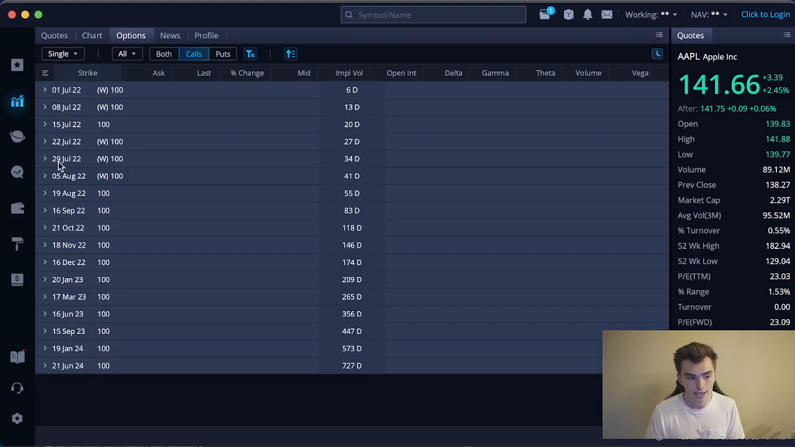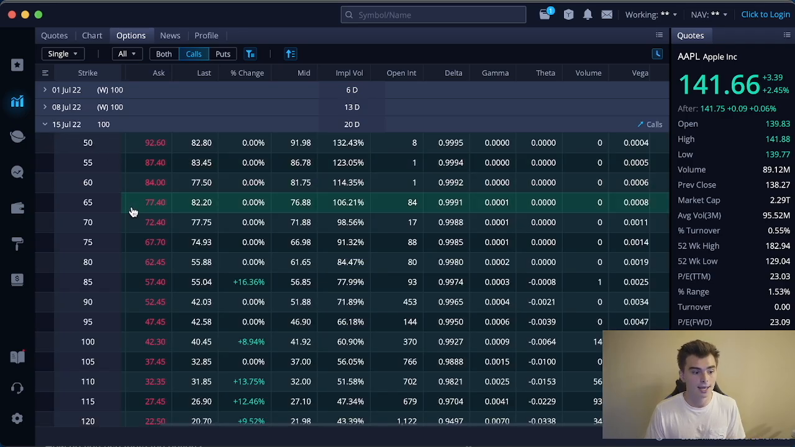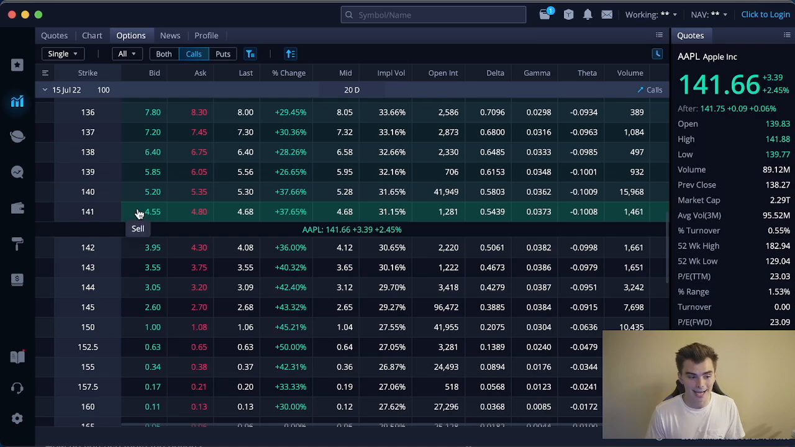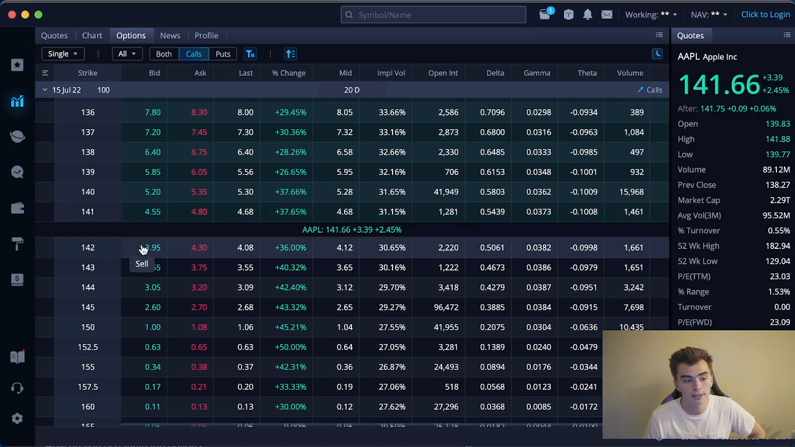There's the expiration date, and then there are the strike prices. Now, when we take a look at the bid and ask spread and what the actual bid and ask are, you're going to see these right here. For this $142 strike for Apple that expires on July 15th, 3.95 is the bid and the ask price is 4.3. Typically, when you're looking at options, there's going to be somewhat of a spread. The difference between the bid and the ask is what we call the spread.